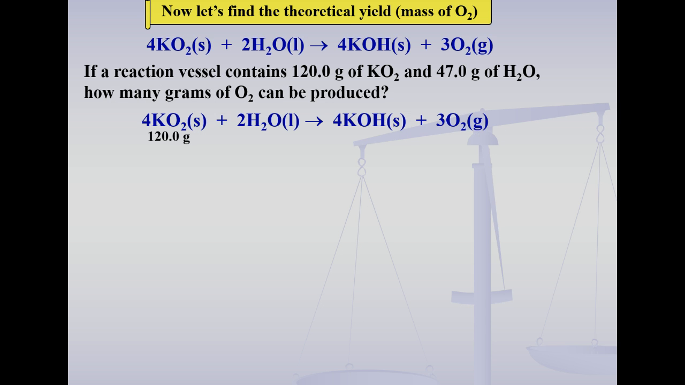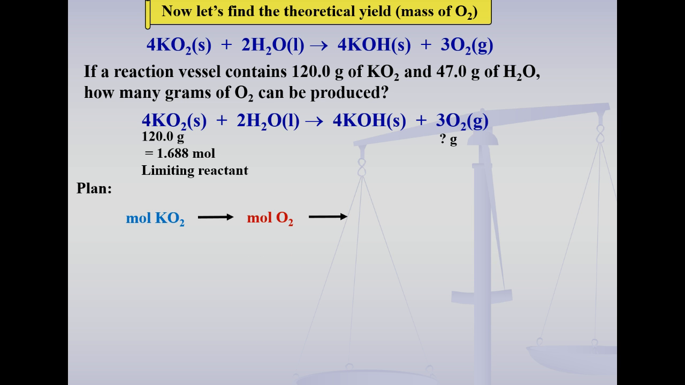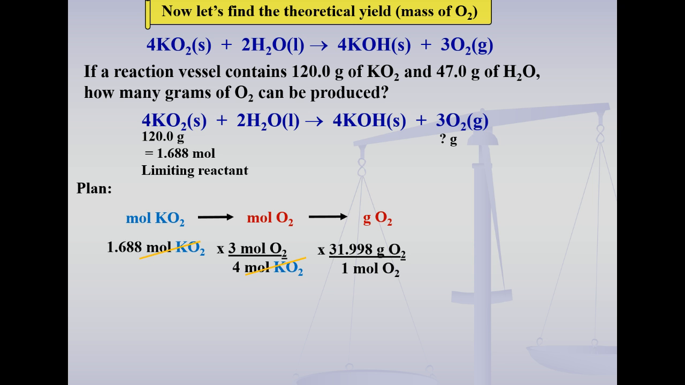Now we can use the limiting reactant to find the number of grams of oxygen. And since we already know the amount of moles of potassium superoxide because we already calculated it, we can start with, in our plan, the moles of potassium superoxide. So moles of potassium superoxide to moles of oxygen to grams of oxygen. And now solve the problem. Multiply by the mole ratio, divide out the common unit, multiply by the formula mass, divide out the common unit, and we get 40.5 grams of oxygen. That is the theoretical yield. That's the amount that is expected to be produced.